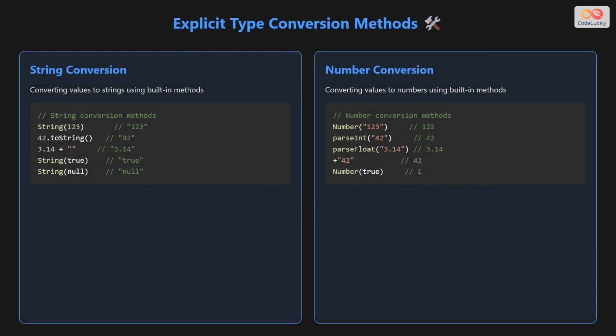Explicit type conversion involves using JavaScript's built-in methods to intentionally convert values between data types. For string conversions, you can use the String method or the toString method on number variables. Adding an empty string to a number also results in the number getting converted to a string. For number conversions, the Number method, the parseInt method, and the parseFloat method can be used. In addition, you can use the unary plus operator in front of a string, which converts it to a number. Let's explore more about explicit type conversions in the next slide.